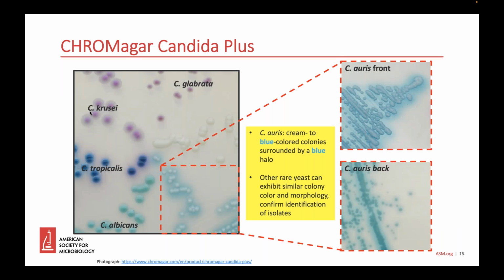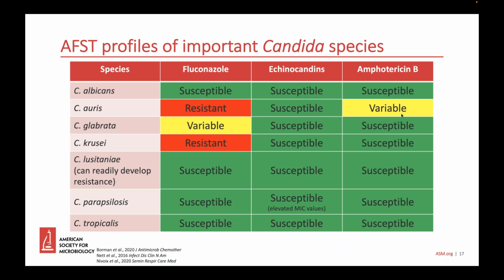What about CHROMagar Candida Plus? You're able to identify a number of key species, but it also has the added advantage of being able to identify or presumptively identify Candida auris. It has those cream to blue colored colonies surrounded by that blue halo. There are other rare yeast species that can exhibit a similar colony morphology, so the identification should be confirmed using a molecular method, preferably MALDI-TOF or nucleic acid-based sequencing.